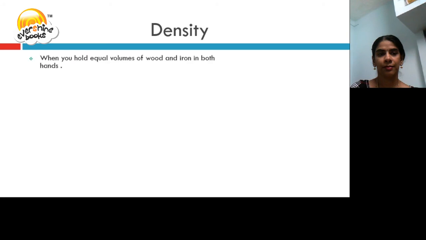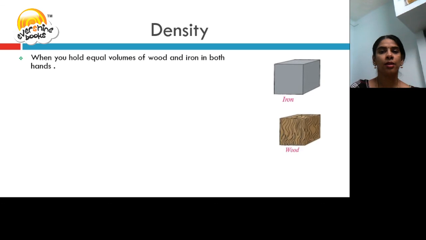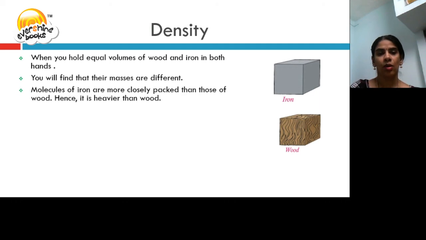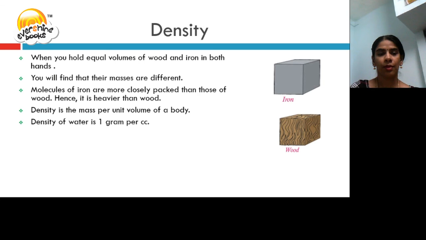Density. When you hold equal volumes of wood and iron in both the hands, you will find that the masses are different. Molecules of iron are more closely packed than those of wood. Hence, it is heavier than wood. Density is mass per unit volume of a body. Density of water is 1 gram per cubic centimeter.